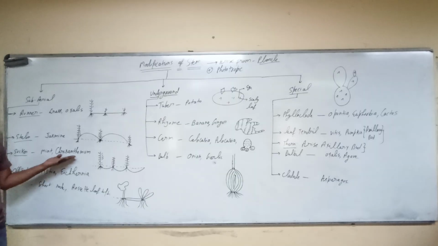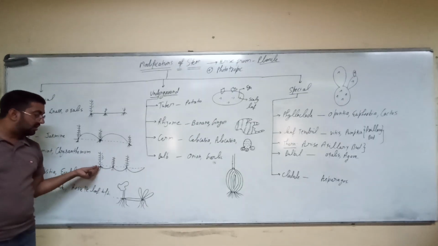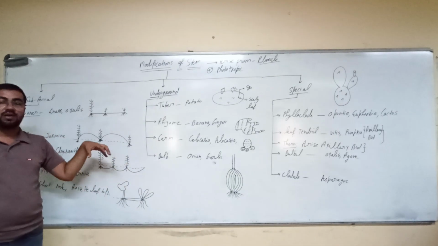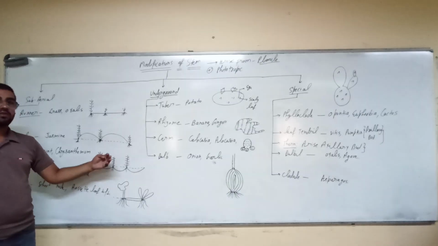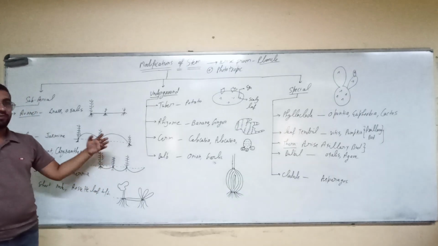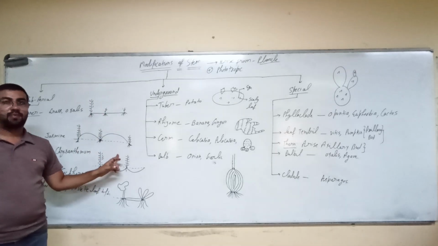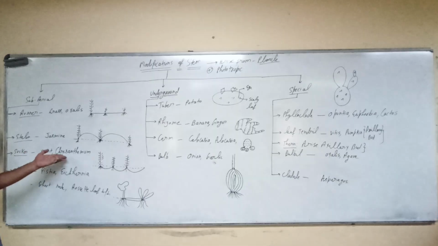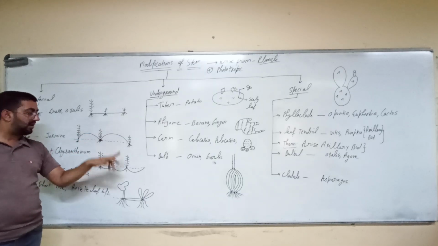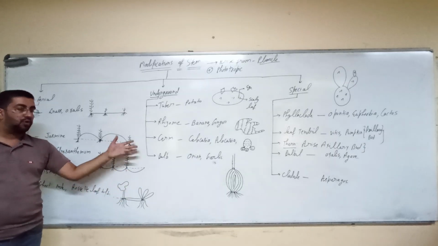Sucker, mint and chrysanthemum, in which the modified stem moves underground, under the soil, and after some time it grows vertically from the soil, and again makes another plant. It may be mint, it may be chrysanthemum. The stolon moves aerially, but the sucker moves or grows underground. Both are opposite to each other.